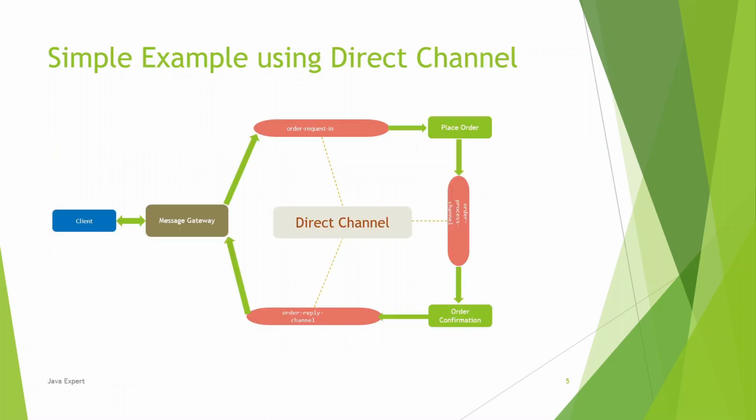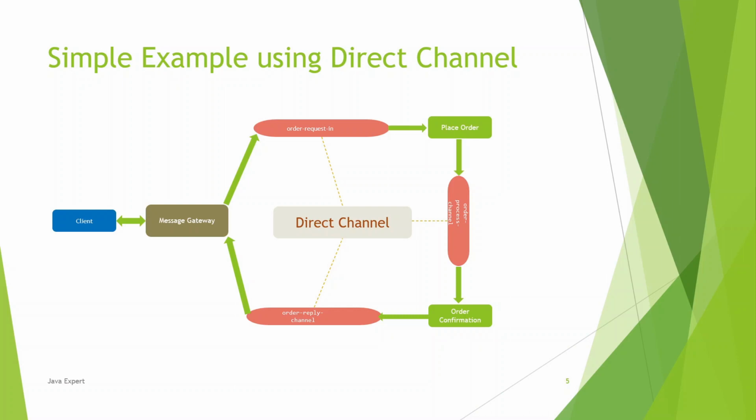So what we are going to do now in the practical is write a simple program to demonstrate how the direct channel works. Like we have a client and we are going to use a message gateway. This is the entry point for Spring Integration, and we are going to use this order request in queue, and there will be a place order method that will be invoked. Then once that is done, we are going to use one more channel, the order process channel, and there's a method called order confirmation.